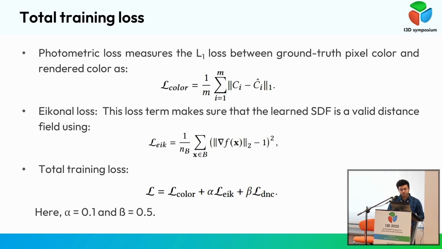Then we also have our eikonal loss, which makes sure that the learned SDF is a valid distance field. This is computed by ensuring that the gradient of the signed distance field, which is a normal vector, has a norm of 1. So here we have the eikonal loss, which makes sure that the SDF is a valid distance field. Finally, our total loss is the weighted sum of all three losses.